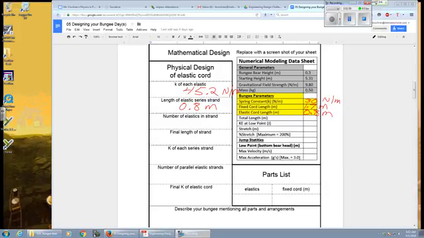So now I think, how many elastics do I have to put in series to have an elastic strand that's 80 centimeters or 0.8 meters? Well, I found that each elastic was 9 centimeters long. In my testing, I looked back earlier. So I'm going to divide the 0.8 meters by 0.09, or 9 centimeters, and it comes up to 8.88888 repeating.